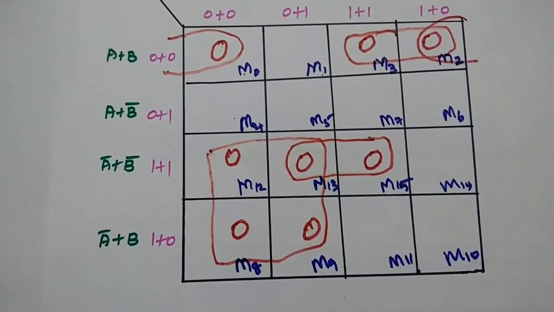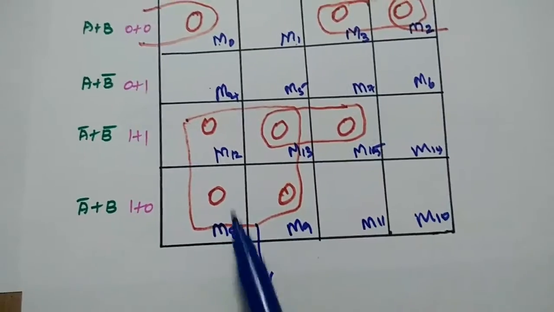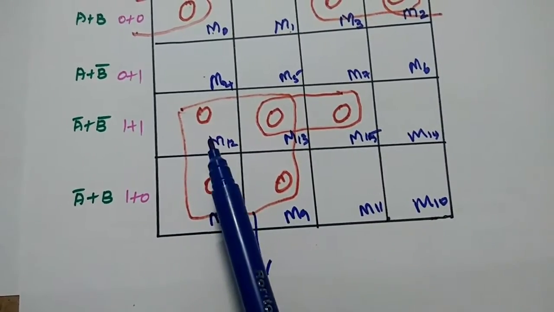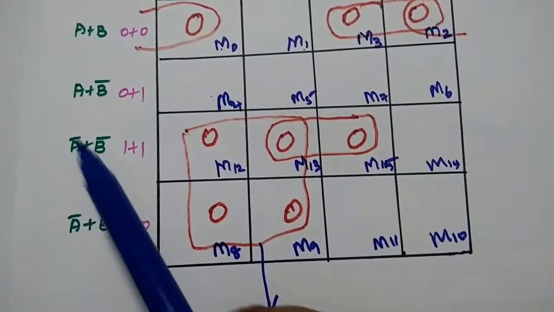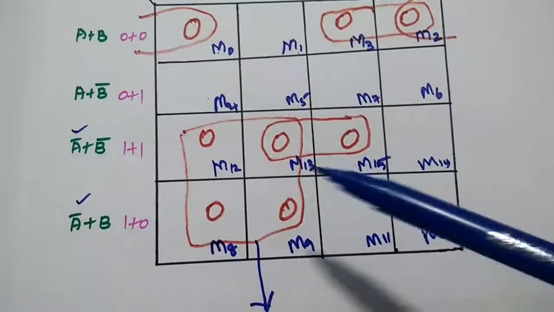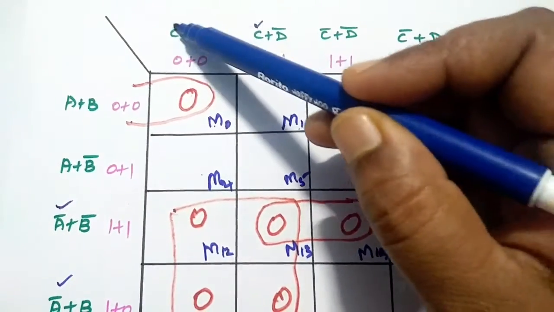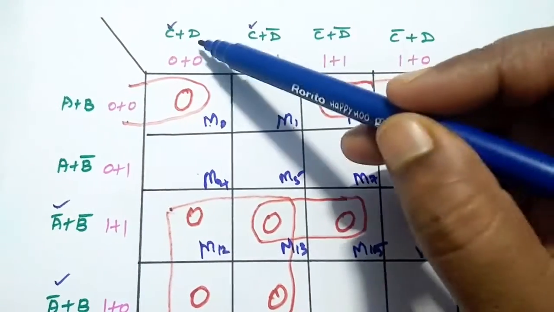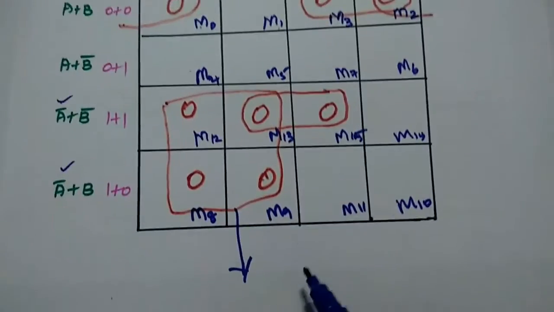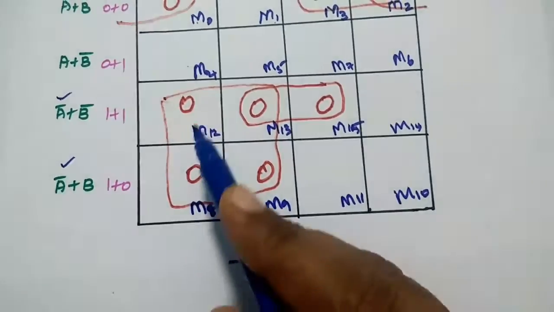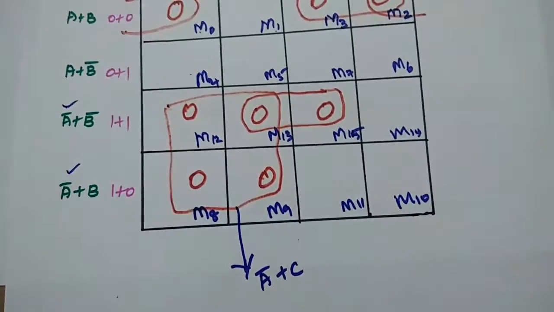So write the expression for each group here. Let's take this group first, these 4 zeros. Here consider these two rows. Which one is the common term? A bar is the common term. For these two columns, which one is the common term? C is the common term. Here it is C, D, here it is D bar. So we can take only C. So the Boolean expression for this group is A bar plus C.